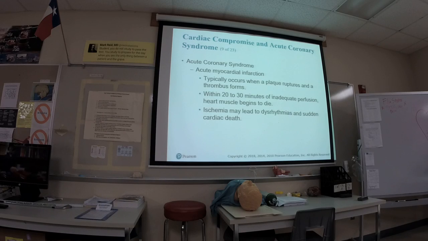So we're going to give them the nitro to try to dilate it. We're going to give them the aspirin to try to thin that blood to get through that clot. Because we know in about 30 minutes or so, that tissue is going to die. Once the tissue is dead, it's dead. The patient's going to lose a lot of function there, because they're going to have a wall abnormality.